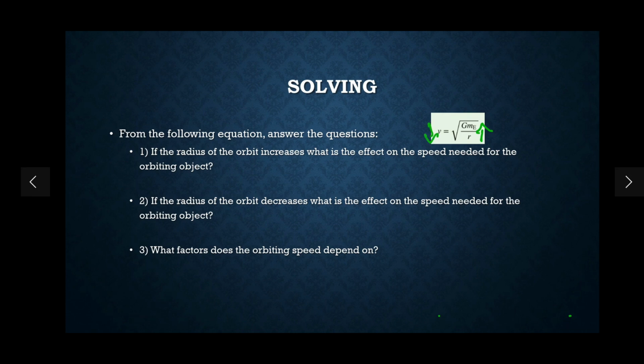If the radius decreases, what is the effect on the speed needed for the orbiting object? Since it will become closer to the mass of Earth, the gravitation will become stronger, so it will need a higher speed to stay in orbit. What factors does the orbiting speed depend on? The orbiting speed v depends on the mass of the planet and the radius of orbit.